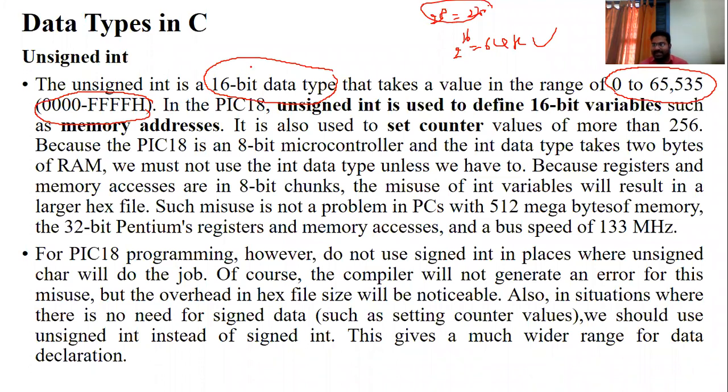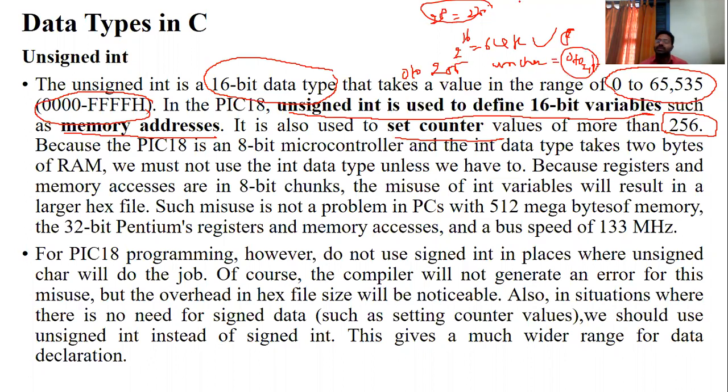So there are an unsigned int as well as a signed int. Two are there. Here the unsigned int is used to define 16-bit variables such as memory addresses. At the same time, this unsigned int is also used to set counter values of more than 256. So what is our limit here? Only 255, 0 to 255, nothing but 256 values you can count. Suppose we are using unsigned character, what is the range here? 0 to 255 only, because it is 8-bit.